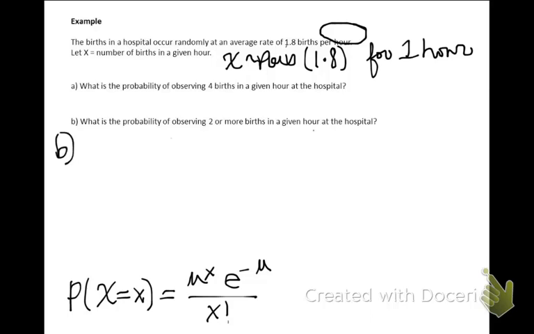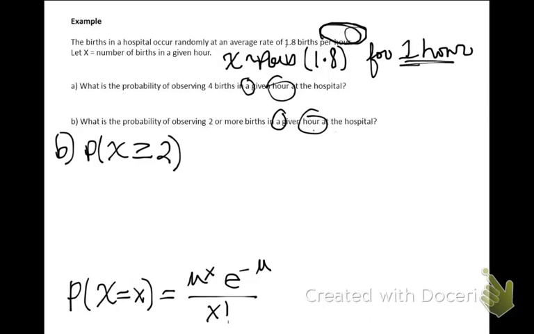In part B, what is the probability of observing 2 or more births in a given hour at the hospital? And notice it says a hour. Same thing in part A, it said a hour, and that matches our interval up here, per hour, for 1 hour. So these are all working out just fine.